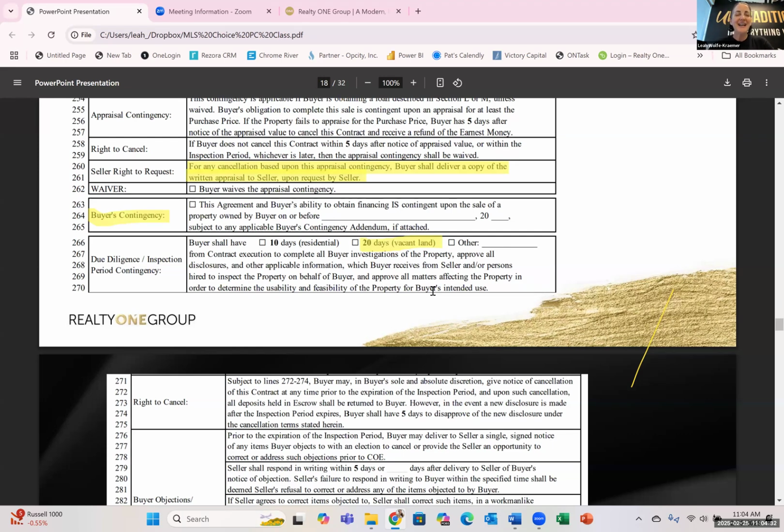And then here it is. Subject to any applicable buyer's contingency addendum if attached. Now, remember, as an MLS non-member, you do not have an actual buyer's contingency addendum. So any addendum that you drafted would in essence have to be written by you, or more appropriately, your broker, and attached herein.